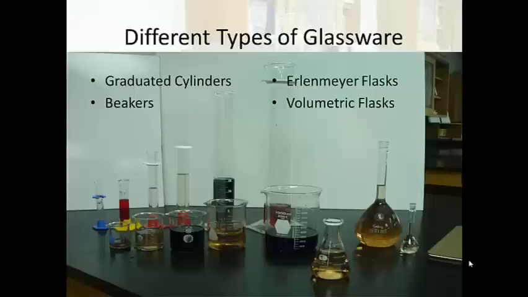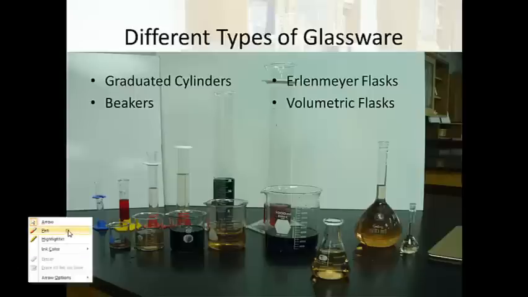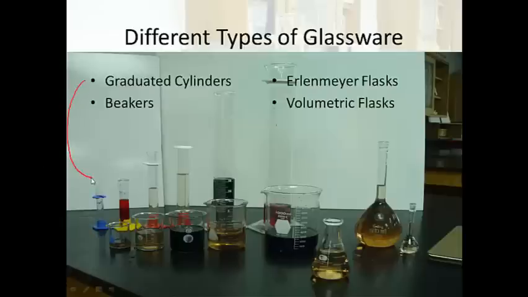When you take a look in chemistry lab, you'll notice that we've got a bunch of different types of glassware to choose from. We've got graduated cylinders, we have beakers, we have Erlenmeyer flasks, and we also have volumetric flasks. And it's important that you know how to pick out the right measurement device for the right job. So we're going to talk about that today.